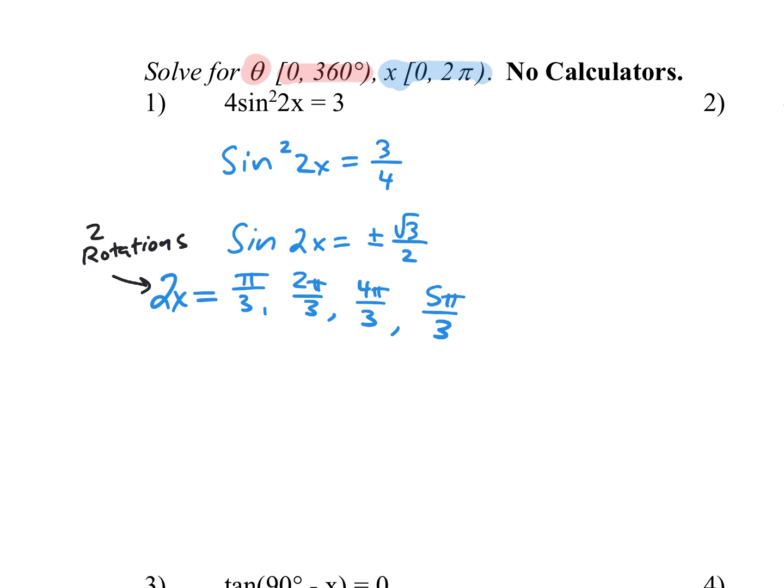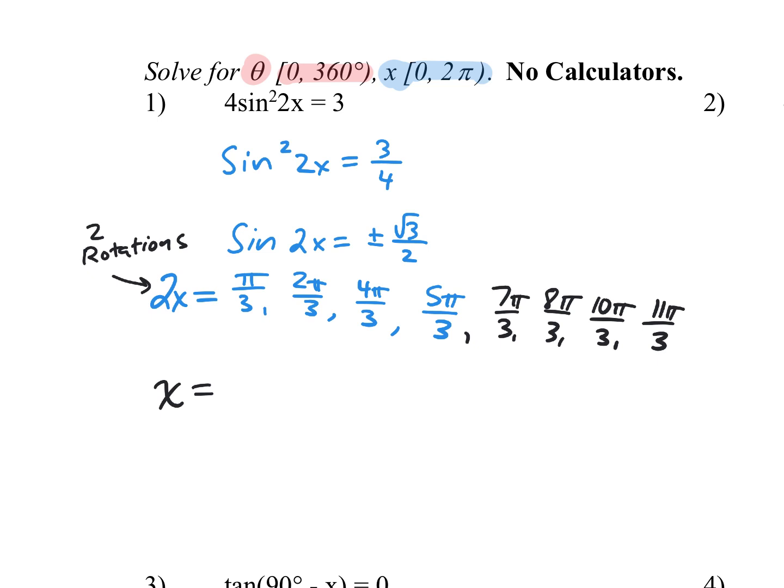So our second time, I'll change the color here. Our second time through the unit circle, we're going to have 7 pi over 3, 8 pi over 3, 10 pi over 3, and 11 pi over 3. Why do we have to do all that? Well, because these are the possible values of 2x. Now we want to find x, so what we'll do is divide each of those 8 answers by 2.